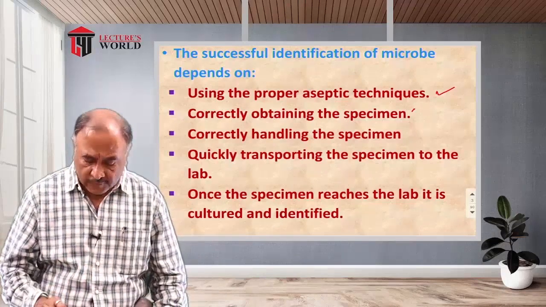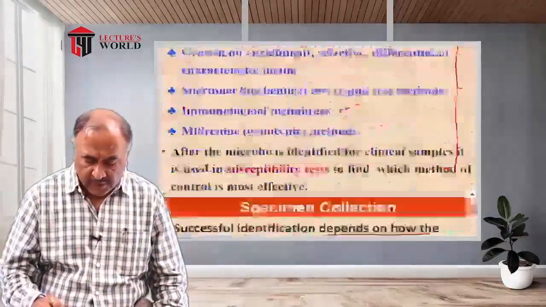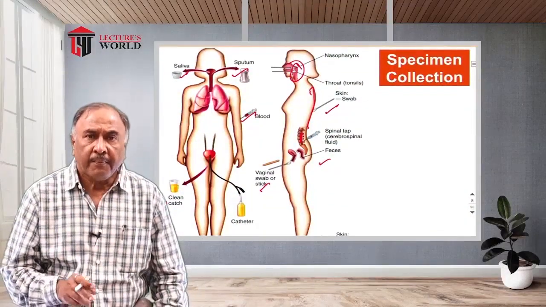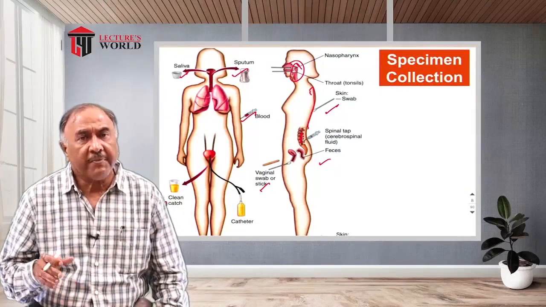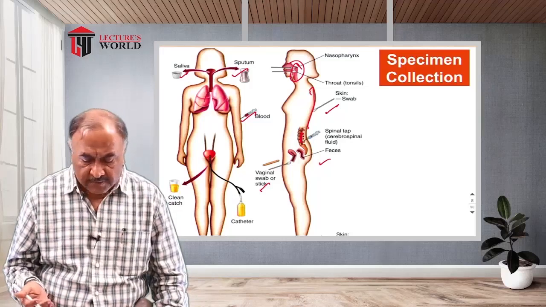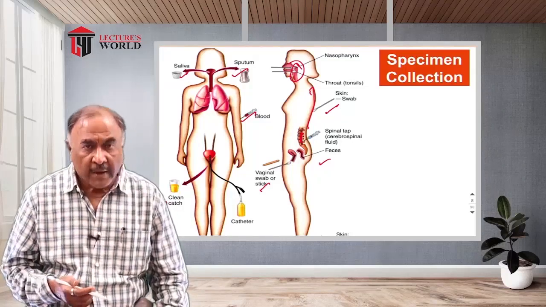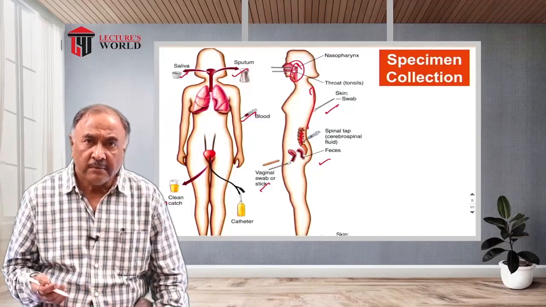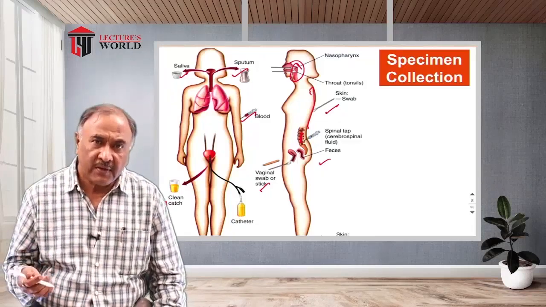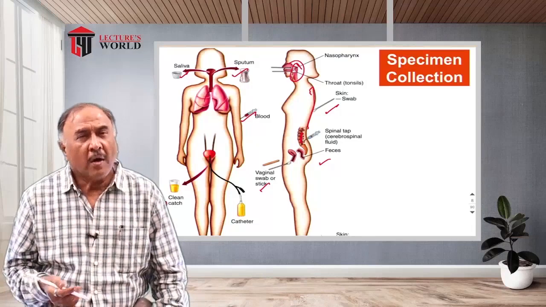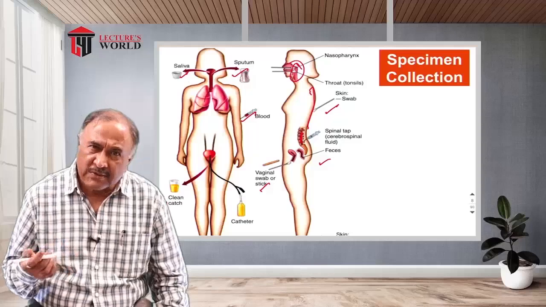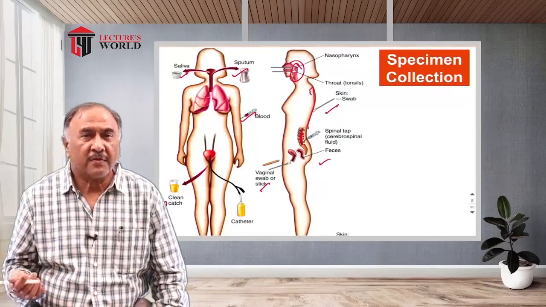There are various, as we will see later in the diagram, various samples collected from different body parts. It can be saliva or a sputum, it can be blood, it can be urine or the vaginal swab, it can be CSF, cerebrospinal fluid, or it can be the swab collected from throat or the skin or nasopharynx.